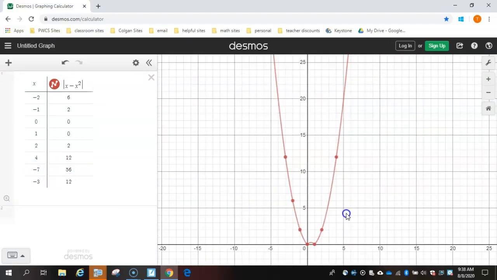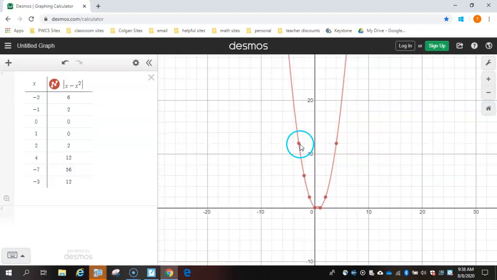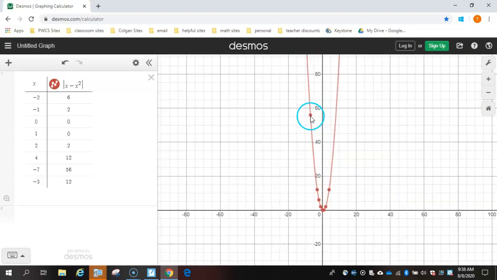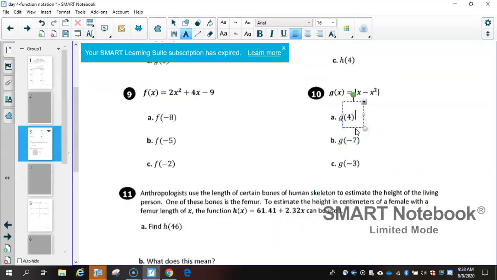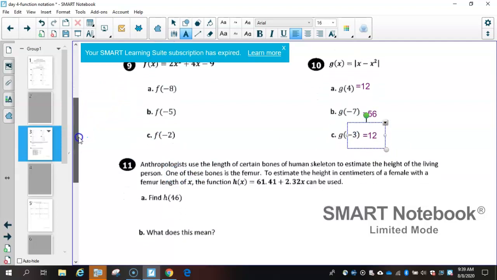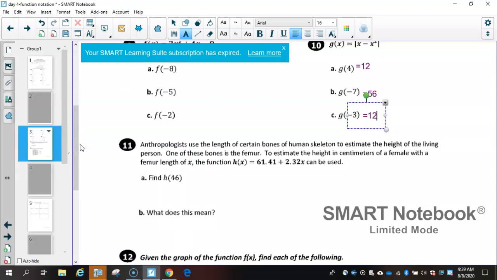So I can zoom out. And here is -3 and 4. Then if I zoom out a little bit more, there's that -7. So g of 4 equals 12. G of -7 equals 56. And g of -3 equals 12. So you can use your calculator or Desmos to evaluate these, and it'll work very similarly. Just how you do it on Desmos and how you do it in the calculator is just a little different.